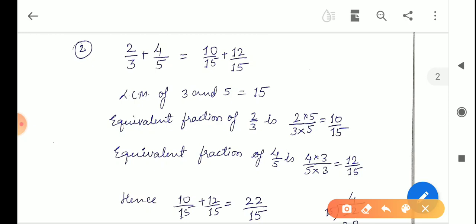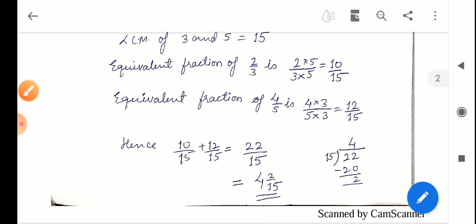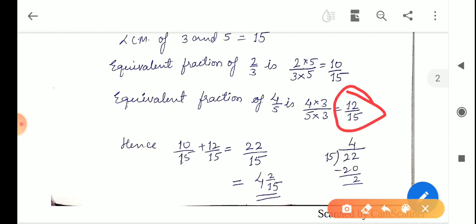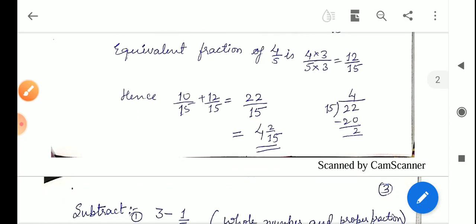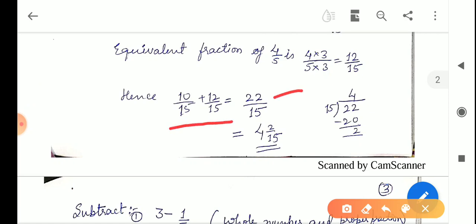Now convert both the fractions into equivalent fractions whose denominator is 15. So 2 by 3 can be multiplied by 5 to convert it into an equivalent fraction. We get 10 by 15. Now similarly 4 by 5, the equivalent form is 12 by 15. Add both of the fractions. Since they become like fractions, add the numerators, the denominator will be 15 itself, and the answer will be 4 whole 2 by 15.